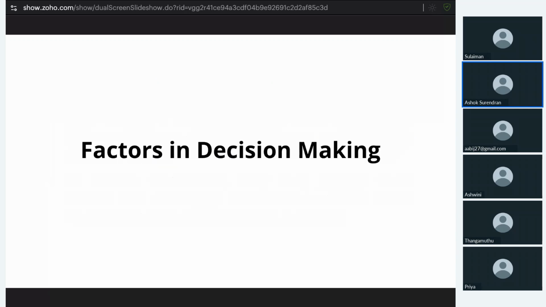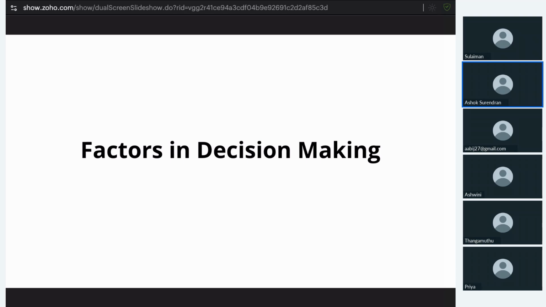So these are all the three major stages of decision making. One is pre-decision, the other one is the decision making stage, and the other one is the post-decision stage. Then the next important topic is, what are the factors that are involved in decision making? There are mainly three things which we have as factors.